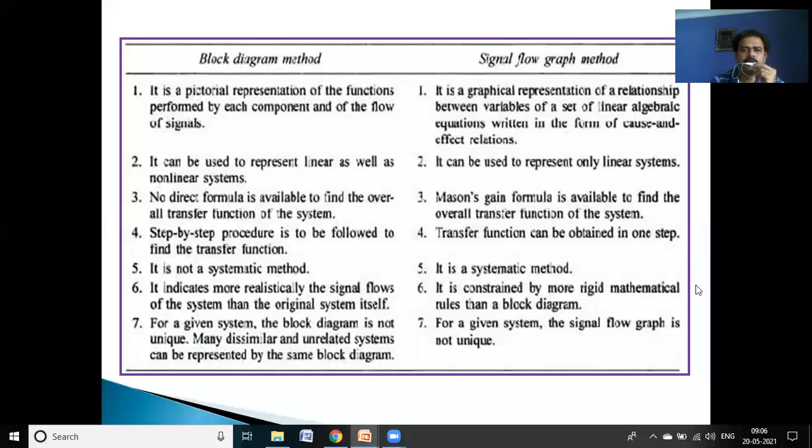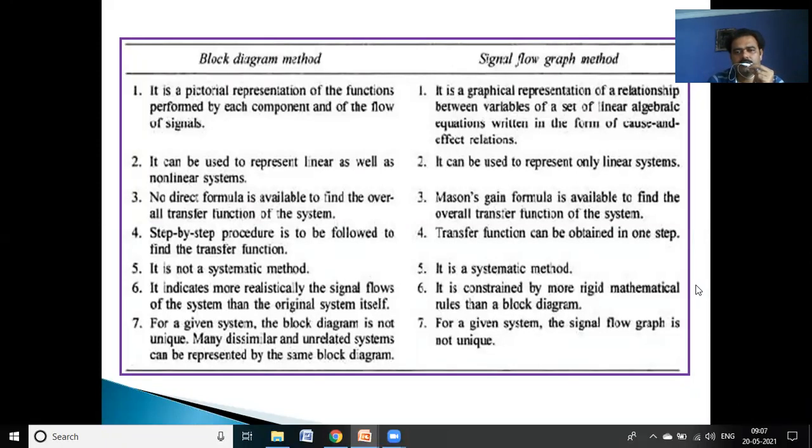So today's class, we are going to discuss the comparisons between block diagram and signal flow graph. And one more problem we are going to solve based on signal flow graph and Mason's gain formula. Afterwards, we'll introduce the time response analysis, the new chapter, the second chapter we are going to start today.